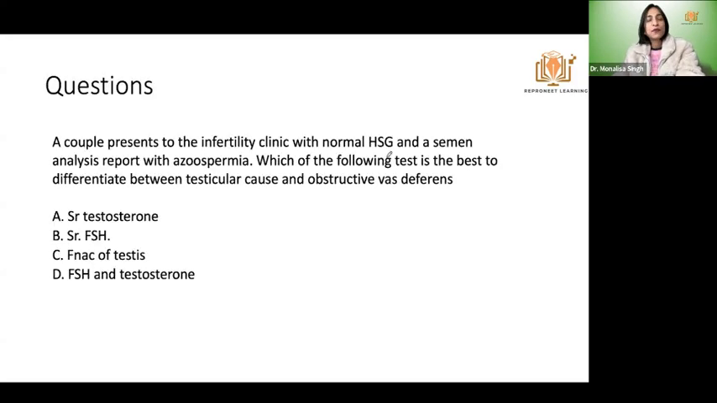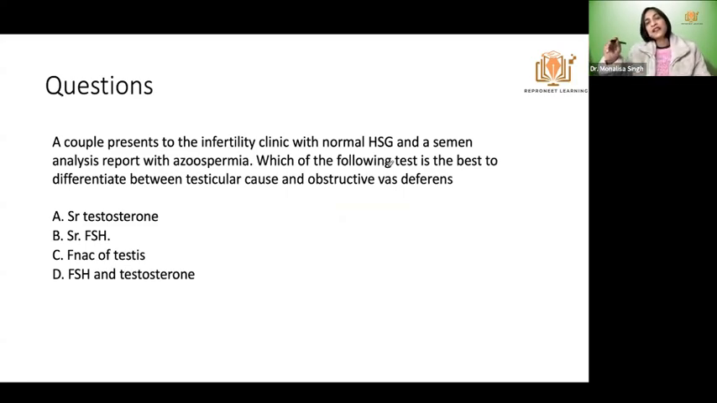And a lot of cases, everything will be normal and you will not come to a cause. So it's not so easy to find out the etiology in all cases of azoospermia. In fact, when you work at a fertility center, you will realize that a lot of cases of azoospermia are not even diagnosed and they undergo testicular biopsy directly to collect the spermatozoa. So this was the question.